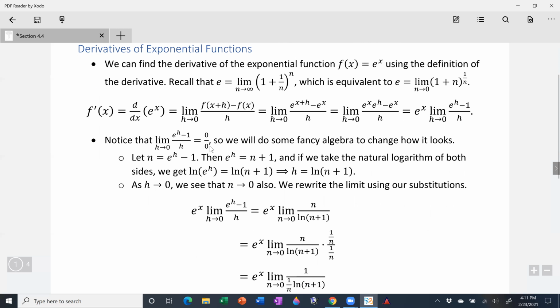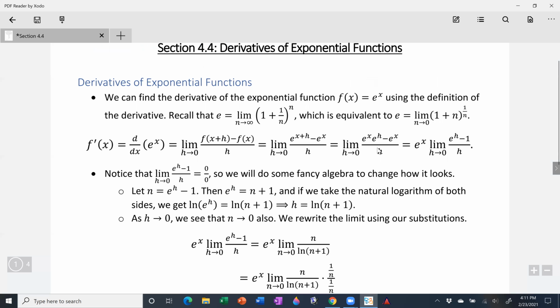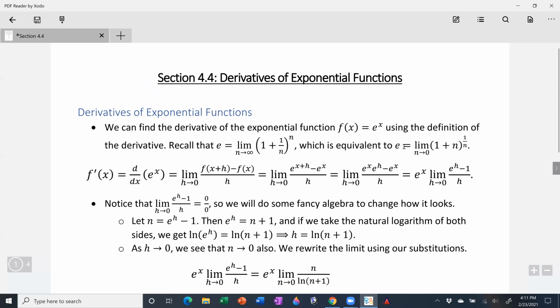Okay, so in the past with polynomials and square roots, we would try to factor and cancel or multiply by the conjugate or something to hopefully get it to reduce and cancel. But here we don't have those options because we're dealing with exponential functions for the first time with these derivatives. So we're going to do some very fancy algebra and substitutions to change how it looks. And remember, the goal is to see if we can rewrite e-type stuff with this definition here.